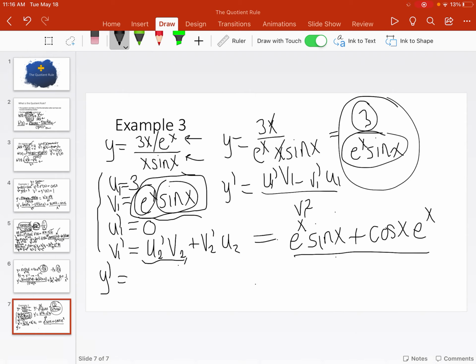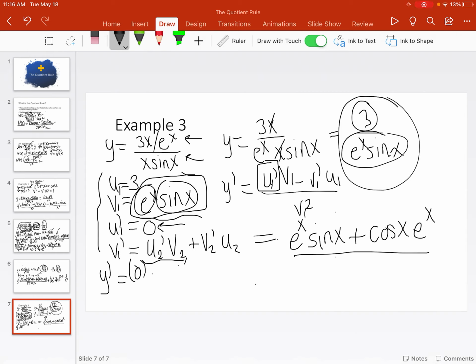What's y prime? Well, what's our first thing? We need to put u1 prime. What's u1 prime? Well, u1 prime is 0, because what's the derivative of u1? Well, u1 is equal to 3 and the derivative of a constant is 0. So we have 0.